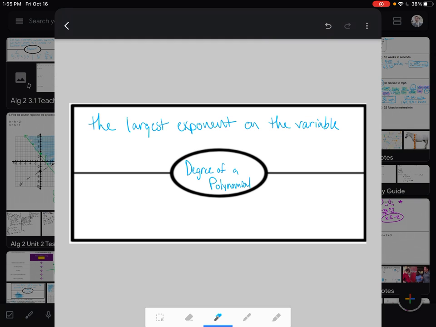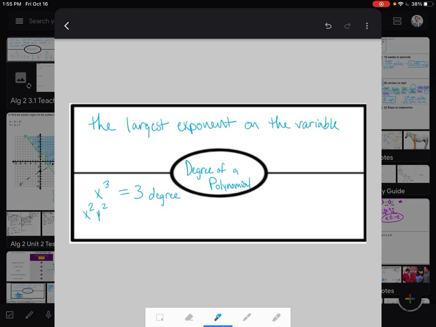So if you have a polynomial expression, something like x to the 3rd power, the only exponent and the largest exponent is 3, so that's the degree. The degree is 3. So we're not saying that x cubed equals 3, and we're not going to take the cube root of 3. We're saying that 3 is the degree of this polynomial.